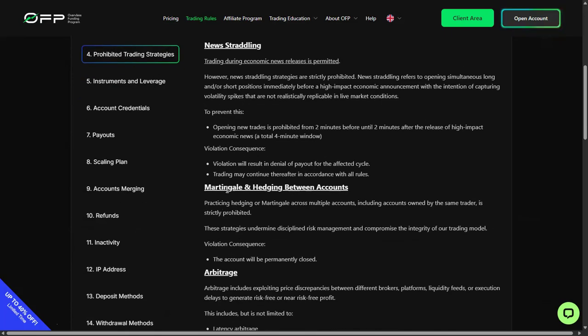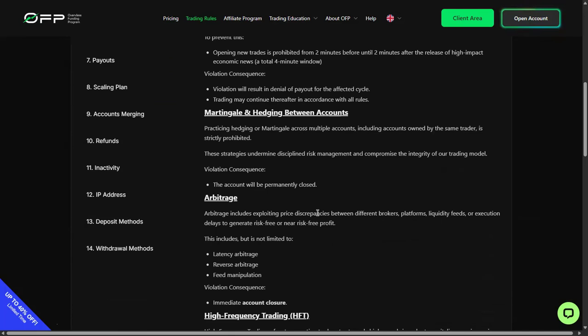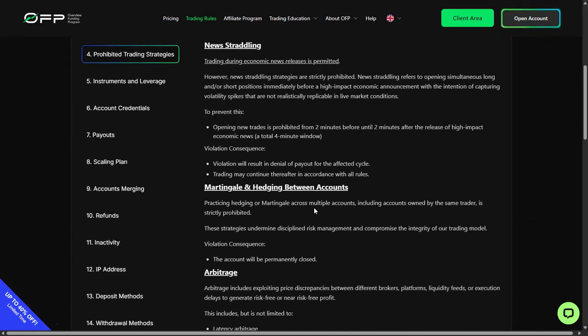Now, another prohibited trading strategy is practicing hedging or matching gap across multiple accounts, including accounts owned by the same trader, is strictly prohibited. Now, you don't want to open a buy and sell order at the same time. This is number one, buy and sell order. If you do that, even though you open the buy and then accidentally open the sell, I think they are going to deny your payout, right? So you just have to avoid that.